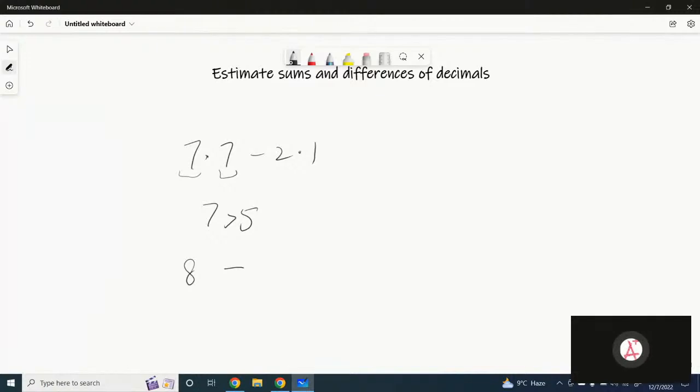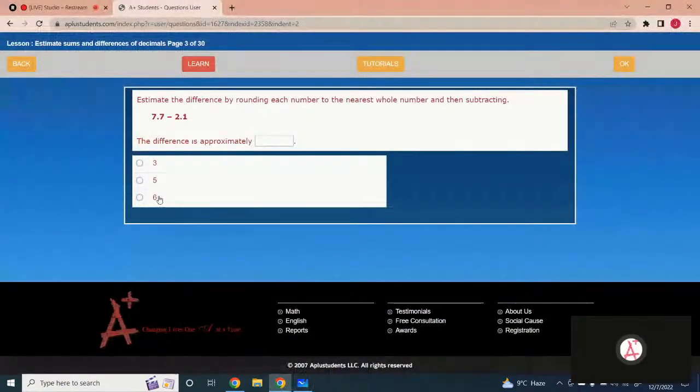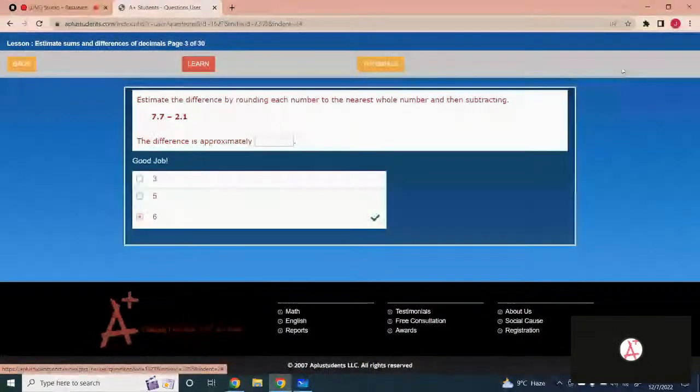Okay, the first number right after the decimal is 1. Is 1 greater than 5 or less than 5? 1 is less than 5. That means you round off on the same whole number. So it would be 8 subtract 2, which is 6. Got it, everyone? It would be 6. Just select the correct option, then click on the OK button.